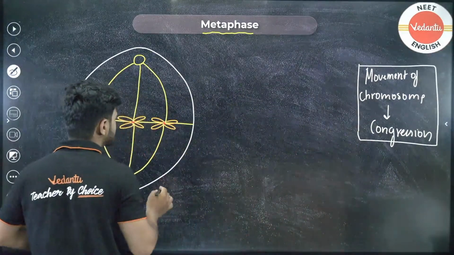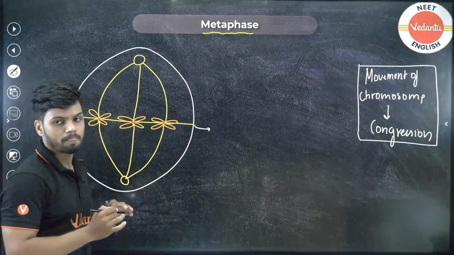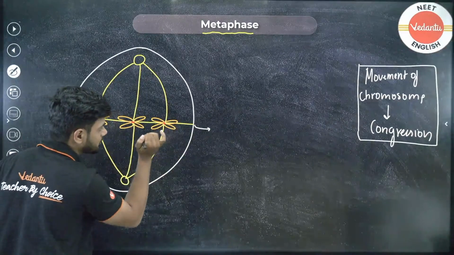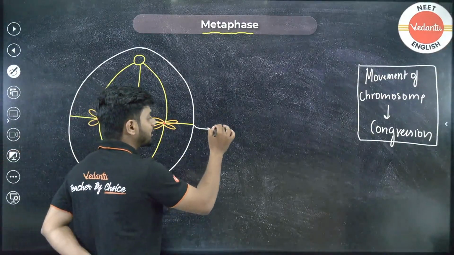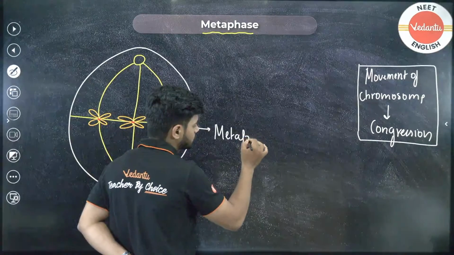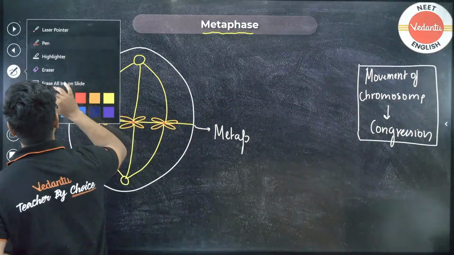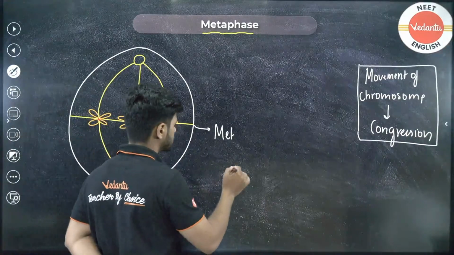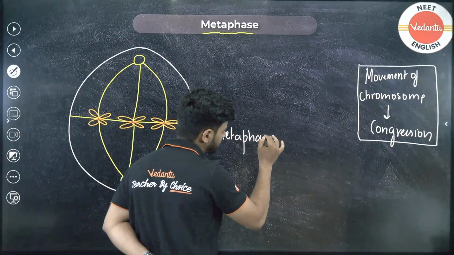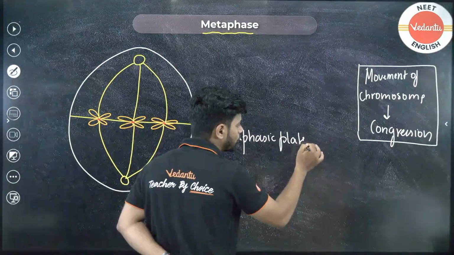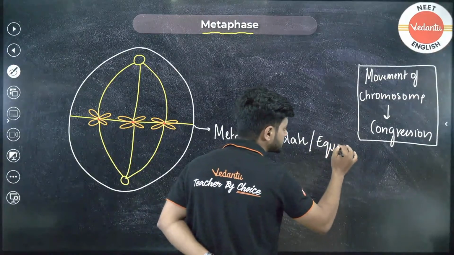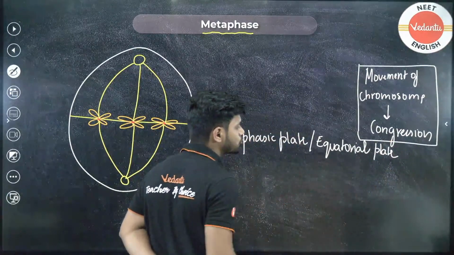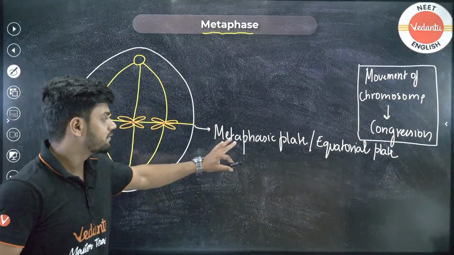The next thing I want you to understand is all the chromosomes are aligning at a plate here. Can you see the plate? This middle part is called the metaphasic plate. It can also be called the equatorial plate. So all the chromosomes are aligned on the metaphasic plate or equatorial plate.